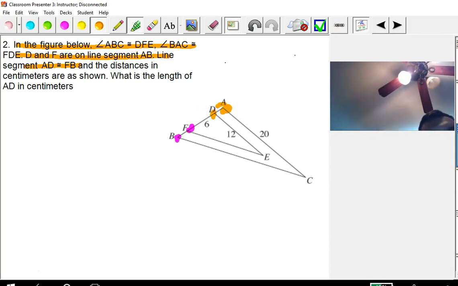D and F are on the same line segment as B, so these are all on one line. And then line AD, let's go, I guess yellow, AD is equal to FB, right? So it's important to note. Sorry, it's like a whole mumble of colors, but I hope you kind of understand what's going on here. Basically, what this is trying to show you is that these two triangles are congruent.